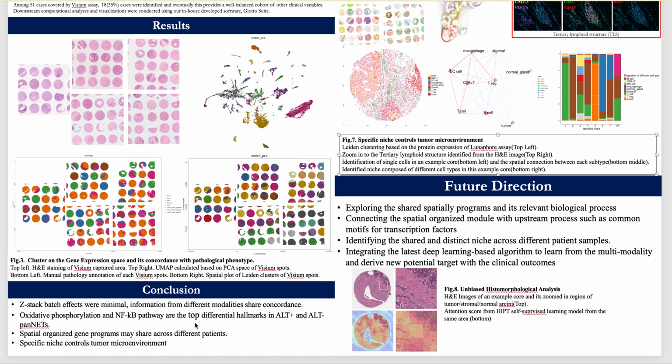So to sum up, we can draw a few conclusions. First of all, the batch effect is minimal. The information from different modalities also shares concordance, and we have some initial findings about ALT-positive versus ALT-negative. We'll keep exploring the spatially organized gene programs and the spatial niche compartments, and try to integrate the latest deep-learning-based algorithms to learn from all the modalities.